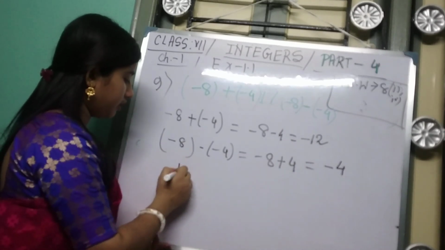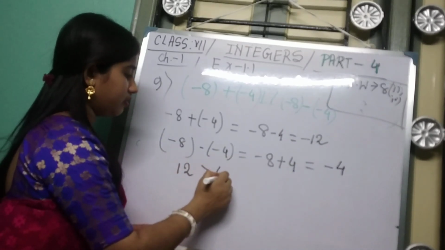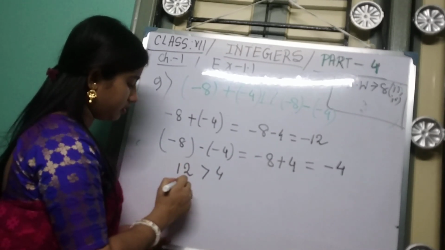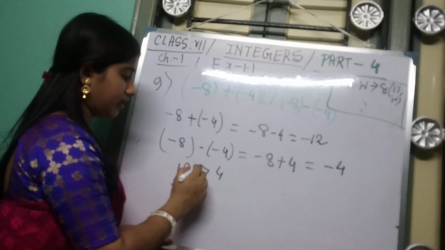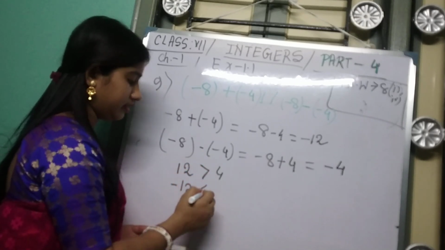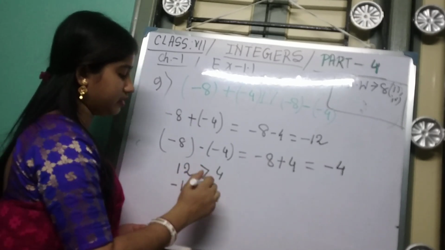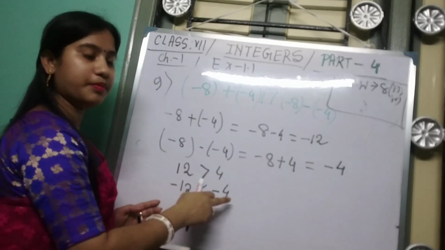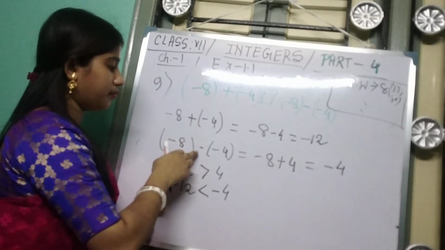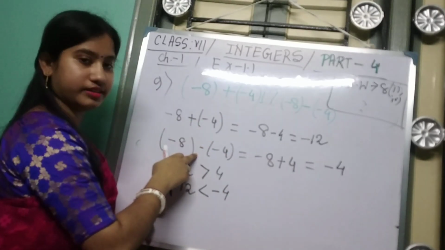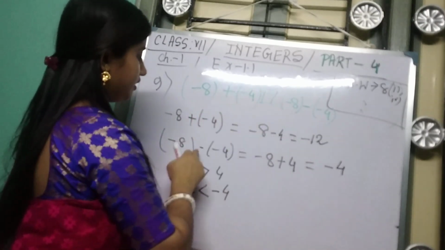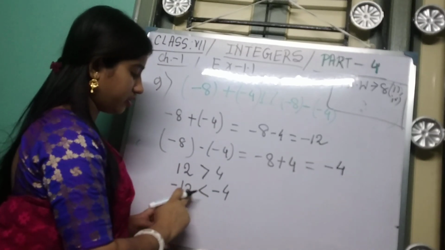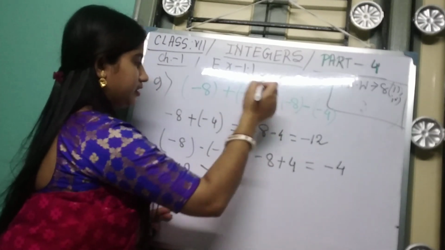Now we know that 12 is greater than 4. When we put a negative sign on both, greater than should become less than. So -12 is less than -4. So we put this sign: -12 less than -4.